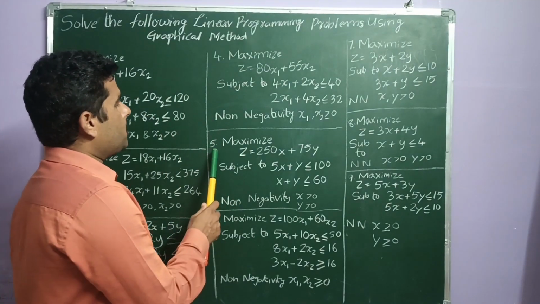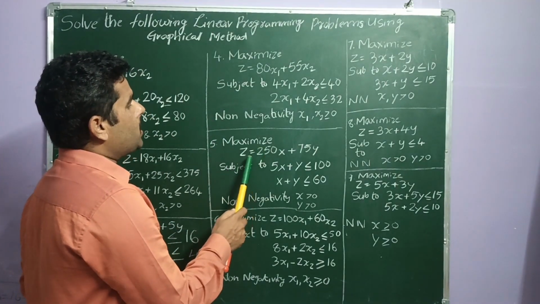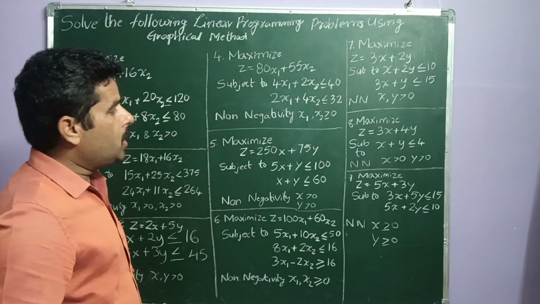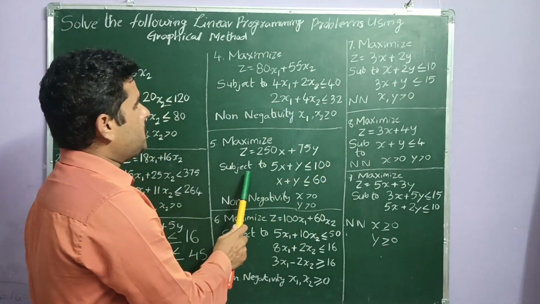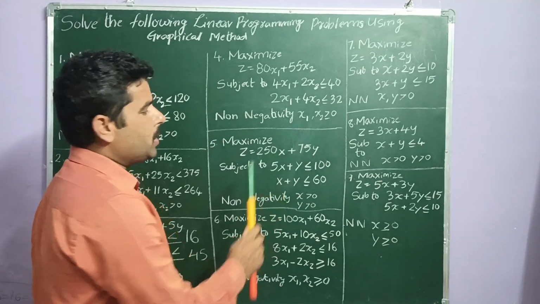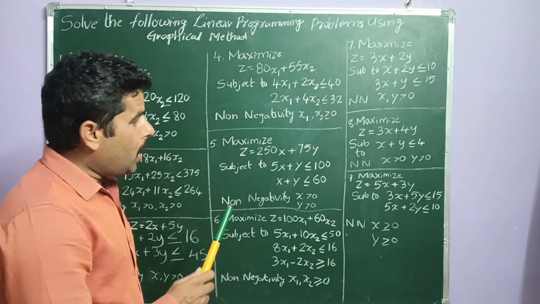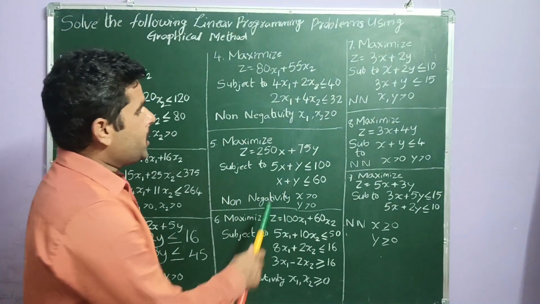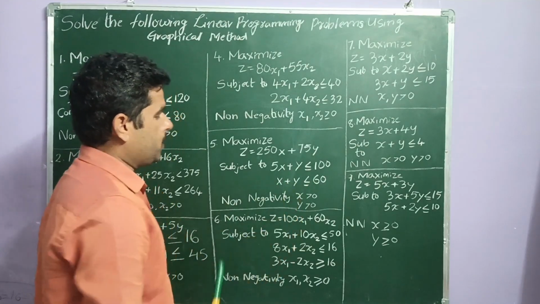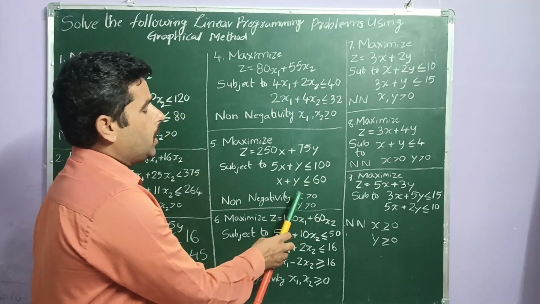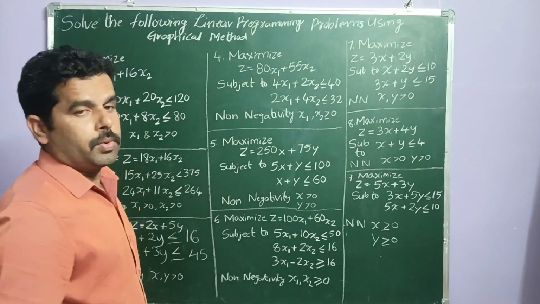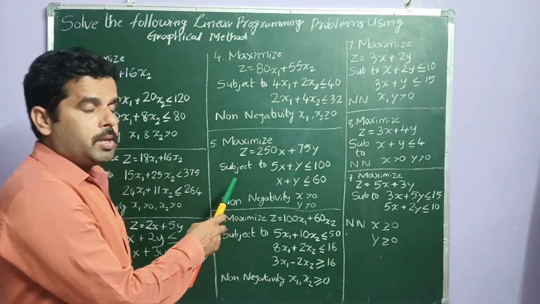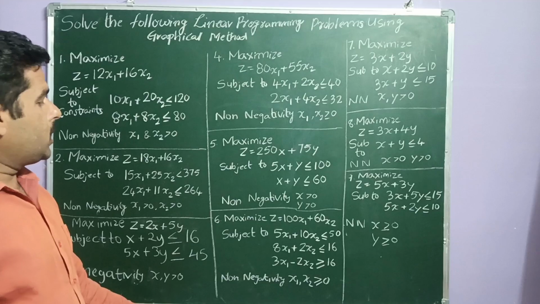Then the next one is problem number 5. Maximize z = 250x + 75y, this is the objective function. Then subject to constraints: 5x + y ≤ 100, then x + y ≤ 60. Then non-negativity: x ≥ 0 and y ≥ 0. So this is problem number 5. This problem is also for your practice purpose only.